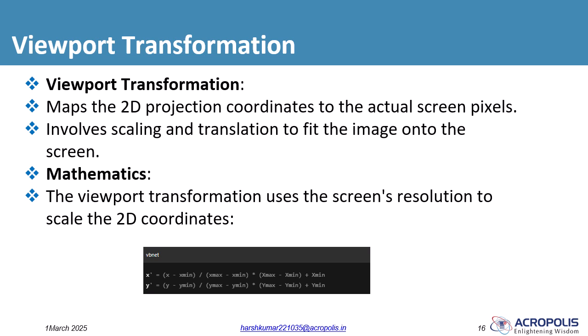There is some mathematics involved here. We have used some formulas. The viewport transformation uses the screen's resolution to scale the 2D coordinates, and the formula is x' is equal to (x minus x min) divided by (x max minus x min), multiplied by (x max minus x min), plus x min. Also, y' is equal to (y minus y min) divided by (y max minus y min), multiplied by (y max minus y min), plus y min.